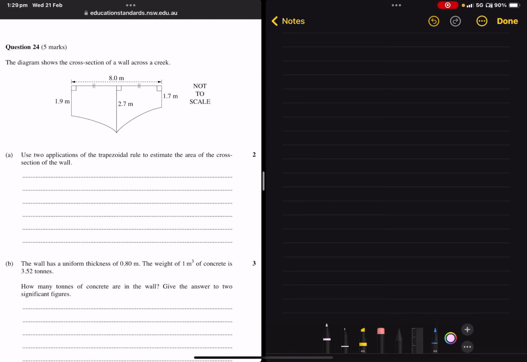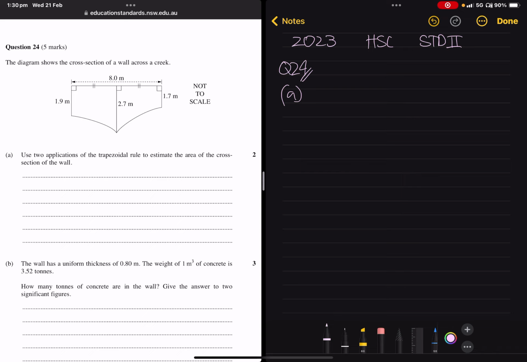Okay, so we're going to take a look at another question from the 2023 HSC Standard 2 Maths paper. So this is question 24. We're told the diagram shows the cross-section of a wall across a creek. Use two applications of the trapezoidal rule to estimate the area of the cross-section of the wall.